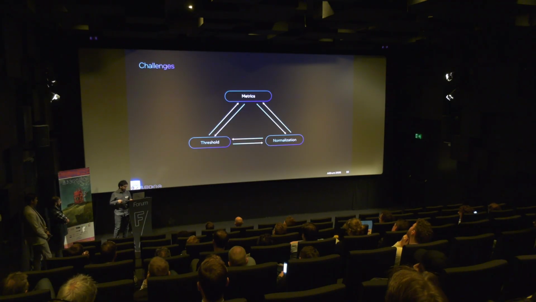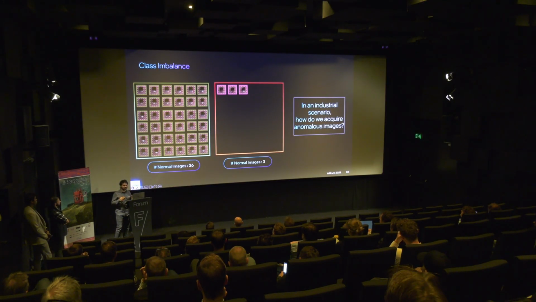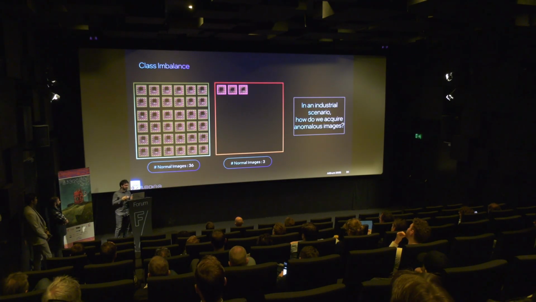Let's quickly look into one of them. This is what I was saying, right? In a practical scenario, unlike in research, where of course you have all your good test sets and training data sets with good and bad examples, in real scenarios you will have maybe 30, 40, 100 images which are good, but maybe three, or even zero, abnormal images. So in an industrial scenario, how do we acquire these anomalous images? That is still a very big open question.